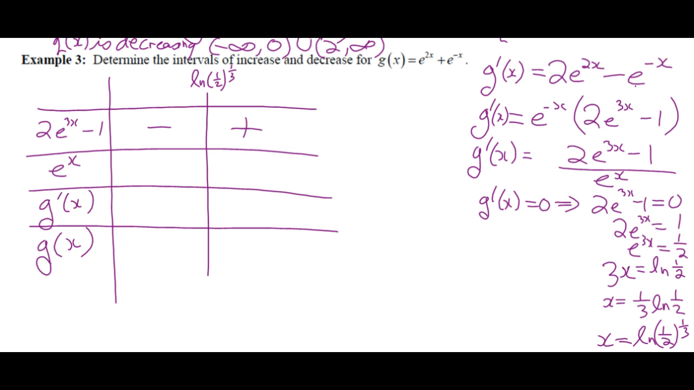And what can we say about e to the x regardless? It's always positive. So g prime of x will be negative to the left of the ln of 1/2 to the 1/3 and positive to the right. So g of x is, in this interval, decreasing, and in this interval, increasing, right?